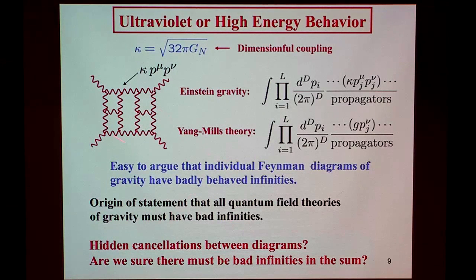It's just our description in terms of Feynman diagrams. It makes it hard to see what's going on. The question is, are we sure there must be bad infinities if you add up all the diagrams? How do people know? Of course, my answer is going to be people don't know, but we'll get to that.